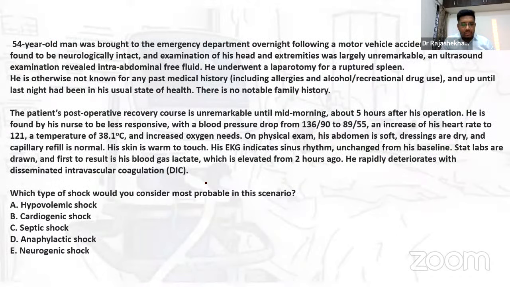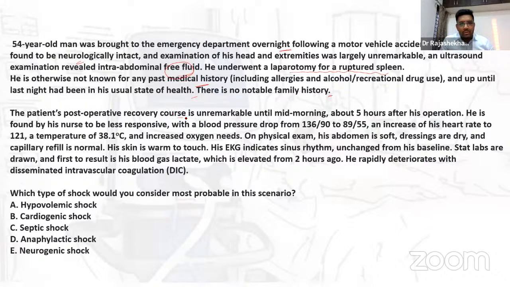First, let us go through a case discussion, then we will answer it at the end. So here was a 54-year-old man who was brought to the emergency department overnight following a motor vehicle accident. Although he was found neurologically intact, his examination of the head and extremities was largely unremarkable. An ultrasound of the abdomen revealed free fluid in the abdomen. For that, he underwent a laparotomy for a ruptured spleen. He is not otherwise known to have any significant past medical history, and up until last night he had been in his usual state of health, and there is no notable family history.